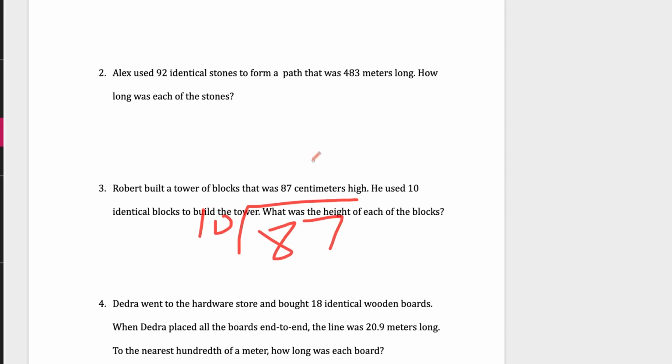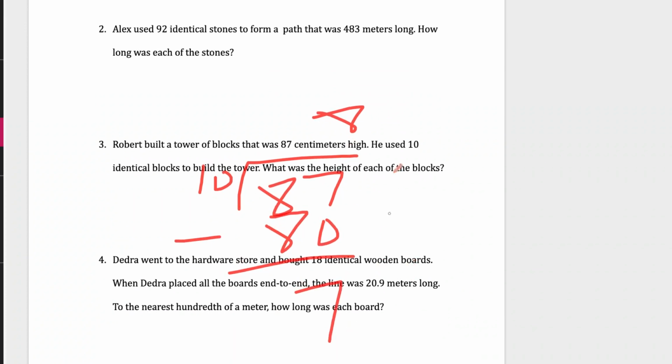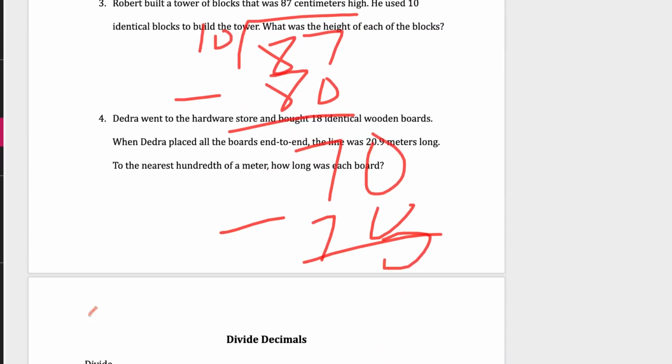10 goes into 87 8 times. So we do this, so 7. But 10 does not go into 7, so we have to add a decimal point after the 8. We put a 0, and 10 times 7 equals 70. So for number 3, we get 8.7 centimeters.